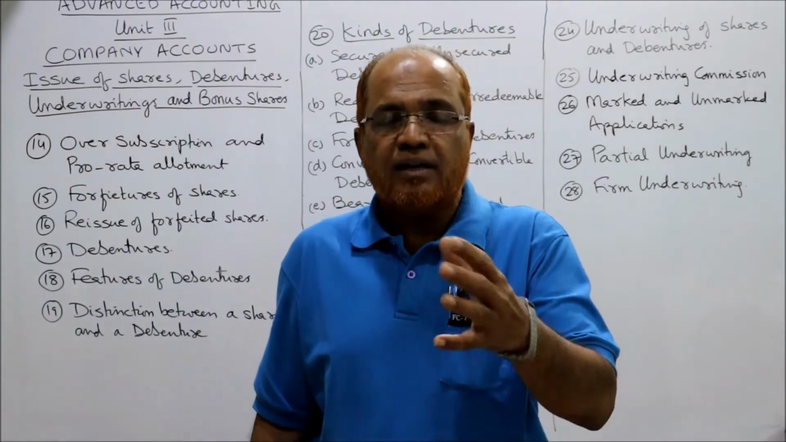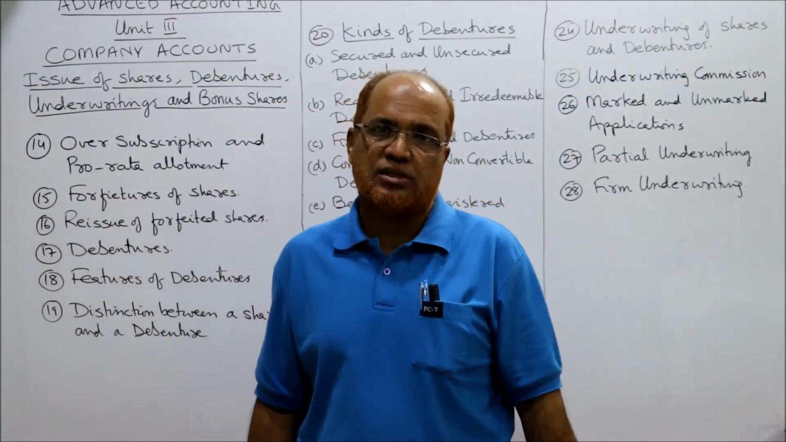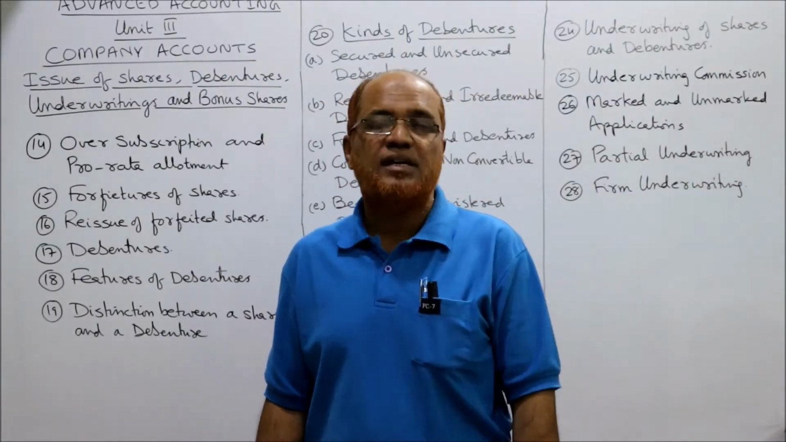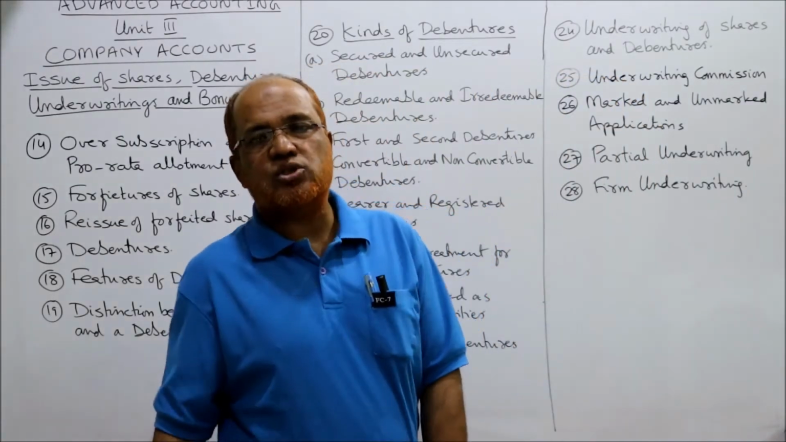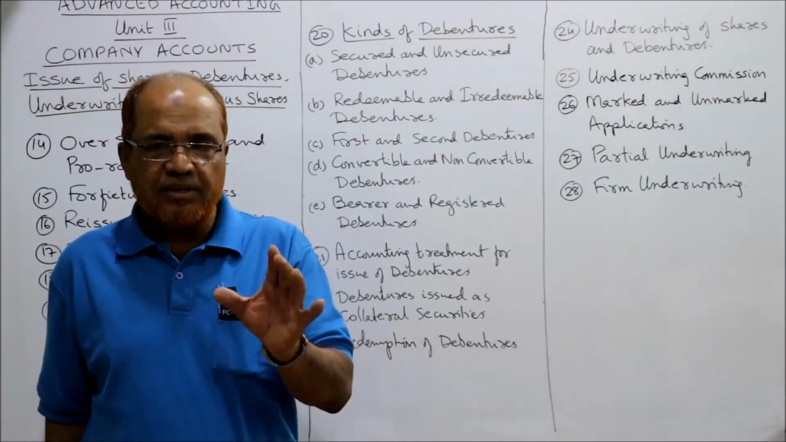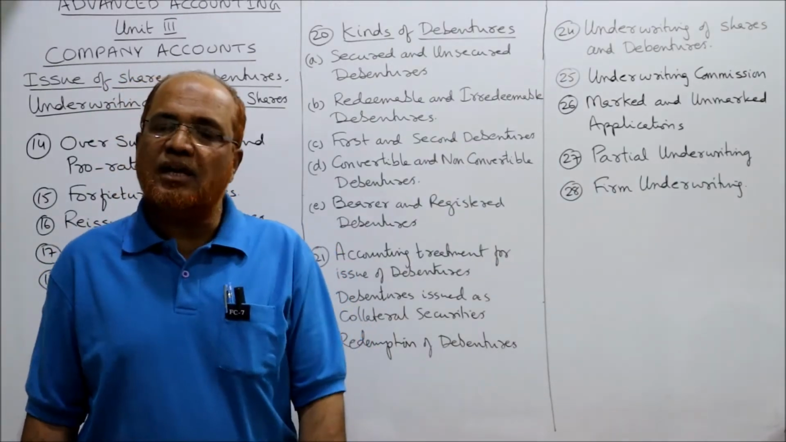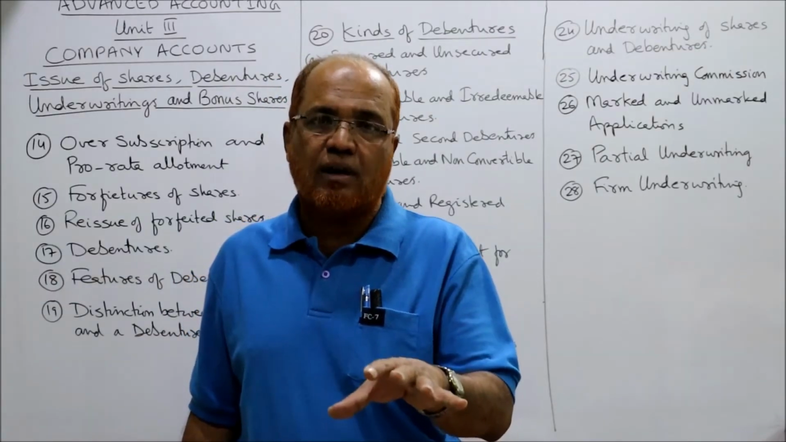Shareholders can take part in the management, for example by passing resolutions. They have the voting power, whereas debenture holders won't have voting power. Generally, debentures will have a fixed or floating charge on the assets of the company. That means the secured debentures. The secured debentures will have a floating charge or fixed charge on the assets of the company.